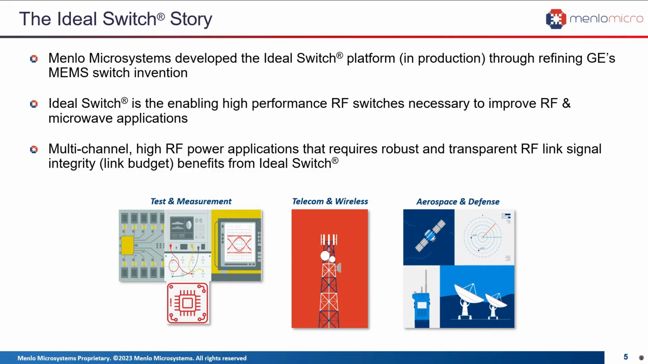Since Menlo Micro was formed in 2016 to address the wider market demands, Menlo Micro has further refined GE's MEMS switch invention to develop an Ideal Switch platform for RF and microwave applications that focus on three key markets: test and measurement, telecom and wireless, and aerospace and defense. With a host of RF performance advantages, the Ideal Switch has enabled applications across these markets that depend on high-performance RF switches in order to provide robust and transparent RF signal integrity for RF channel and RF system applications.